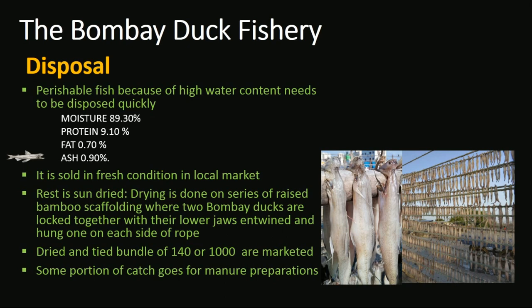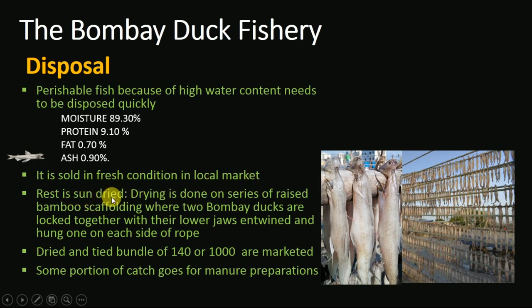The approximate composition: we can see the moisture content is 89.30%, protein is 9.10%, fat is 0.70%, and ash is 0.90%. The water content is very high, which is why it is a highly perishable fish. It has to be consumed in fresh condition, otherwise it will spoil easily. It is mostly sold fresh in the local market.